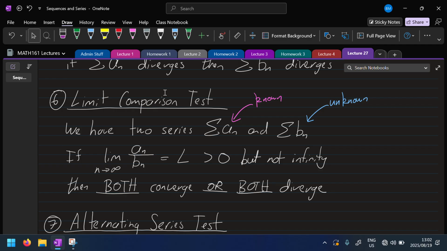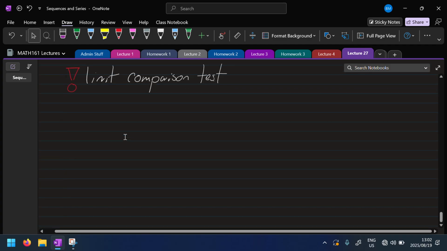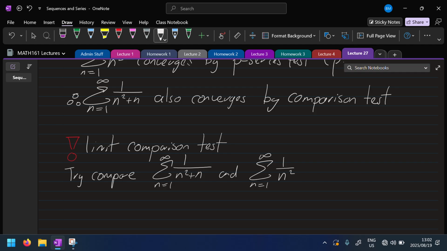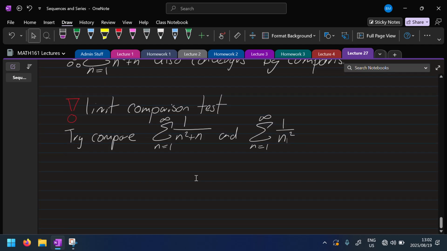Just think about what we did in the method 2. The 1 over n squared. Yeah, we can use that one to compare them. So we're going to try to compare the sum n equals 1 to infinity, 1 over n squared plus n. This one we don't know. And the sum n equals 1 to infinity, 1 over n squared. This one we do know. Right? P-series test, we know it converges. So we've got these two.